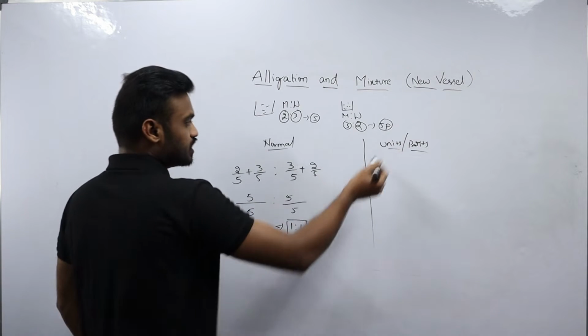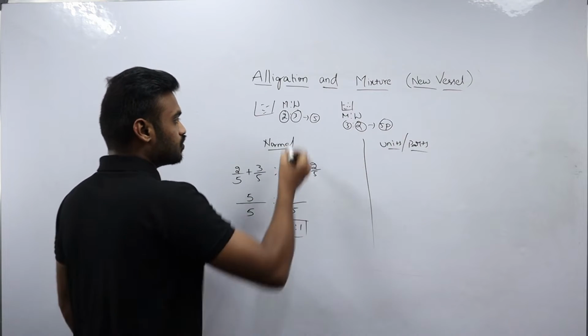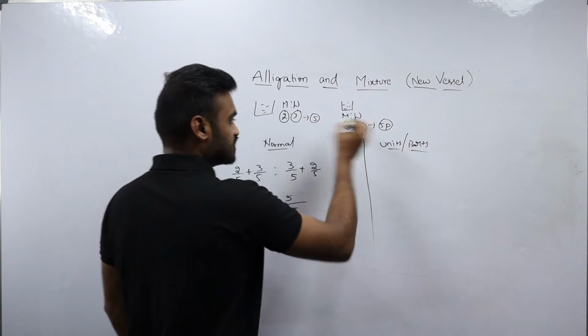In the units or parts method, we will count the number of parts in both the vessels.